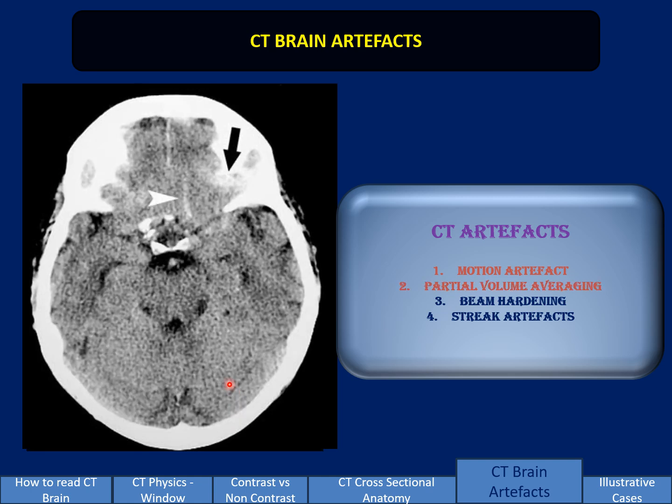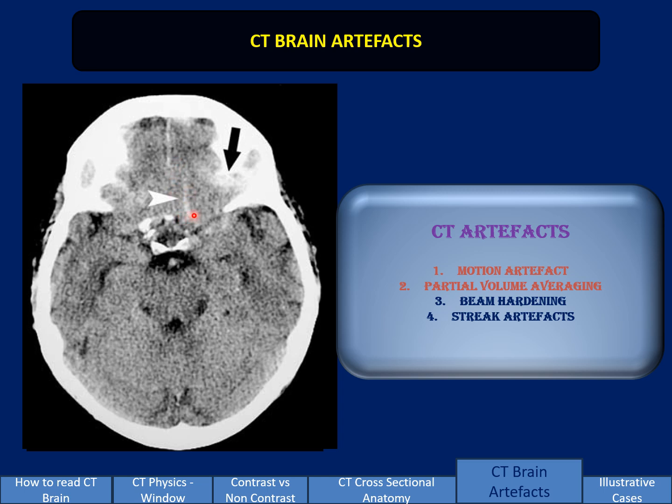Second is partial volume averaging. Partial volume averaging is basically, in a thick slice, the inferior section of the bone will be part and parcel of the brain tissue, because of which we'll interpret this as a subarachnoid hemorrhage.